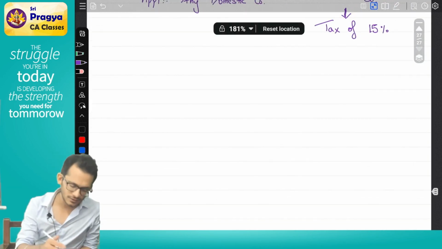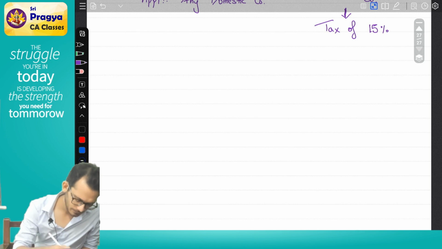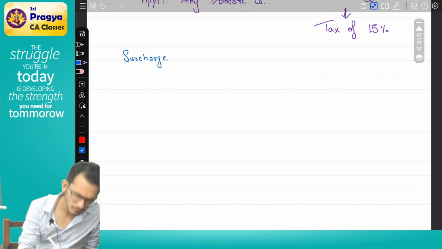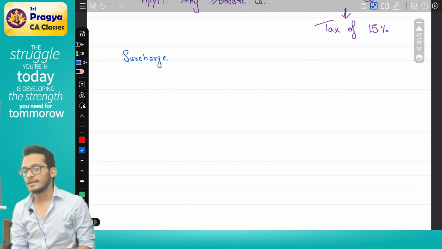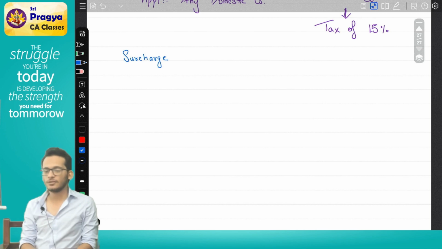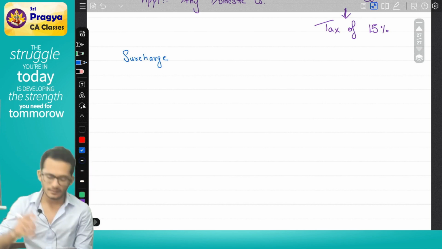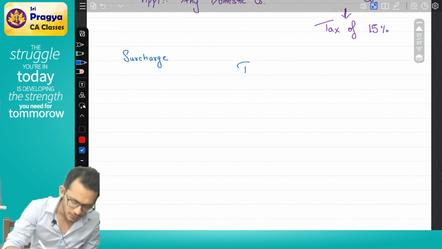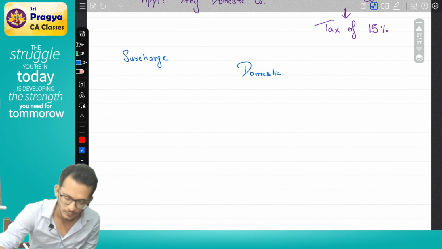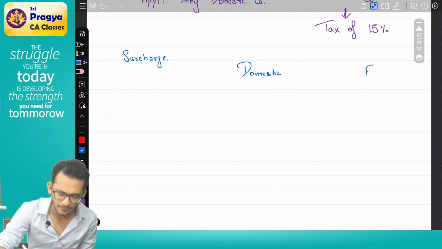If a company is rich, you will have something called surcharge. In surcharge of companies, they came and said, again Rahul, split it off. Your split will be, you are either a domestic company or you are a foreign company.